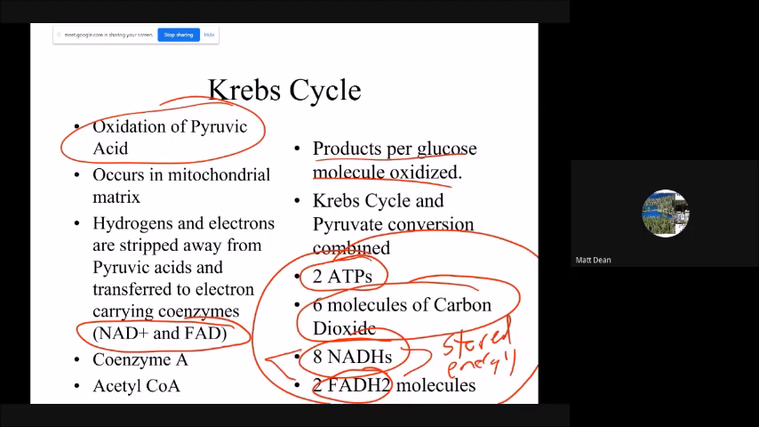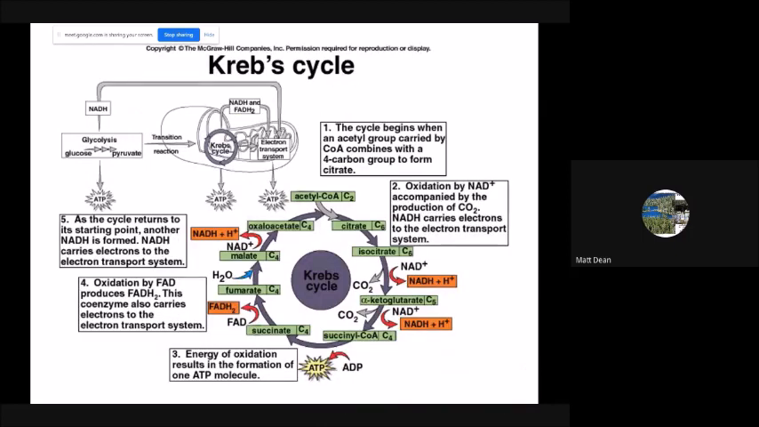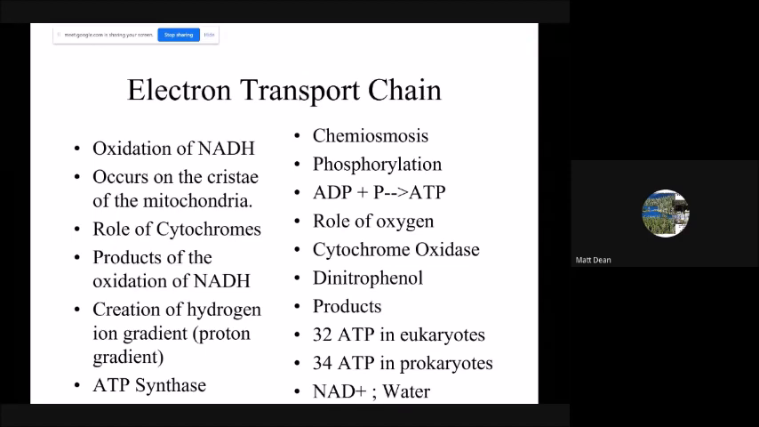When Krebs cycle is over, most of the energy that was originally in the sugar, in the glucose, has now been transferred into these electron carriers. And that's going to lead us to step 3, which is the electron transport chain.